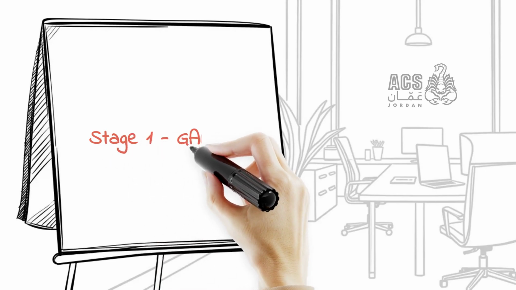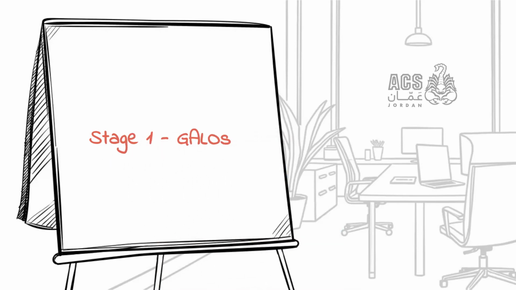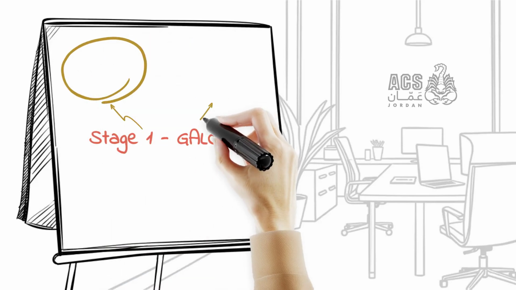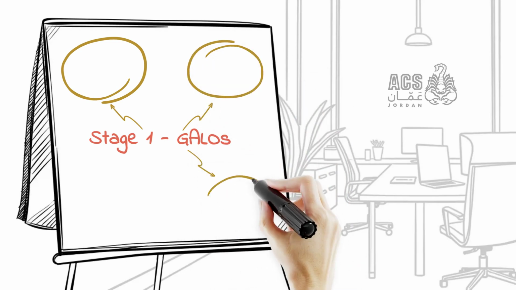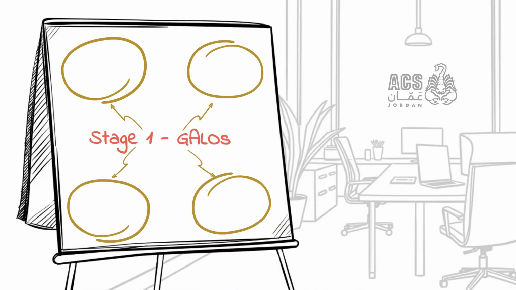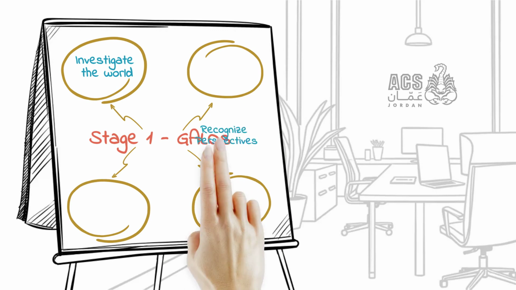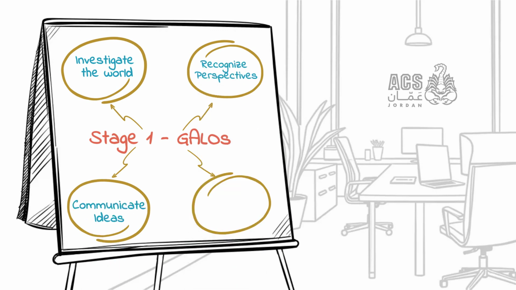Unique to ACS is the inclusion of our Global Advocacy Learning Outcomes, or GALOs, during this stage of unit design. GALOs have been organized for teachers by discipline and grade level in the 4 areas adopted by ACS: investigate the world, recognize perspectives, communicate ideas, and take action.